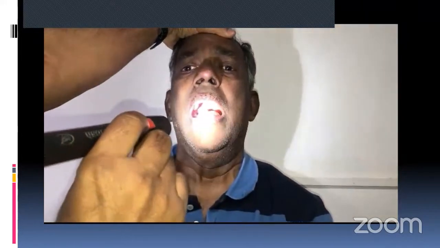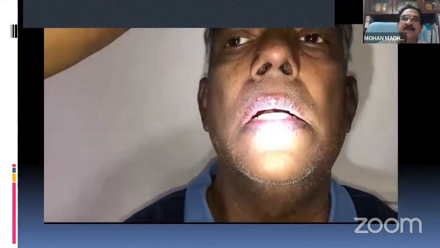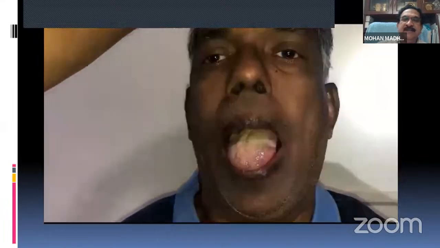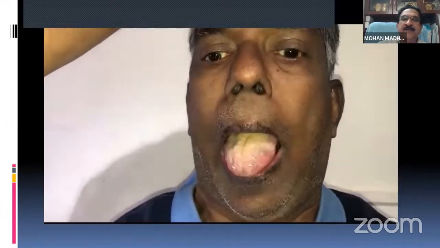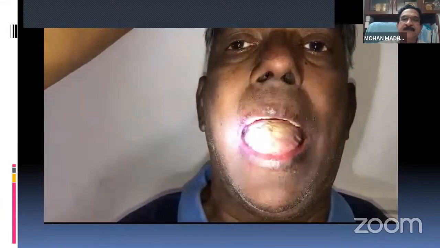Then start examining further, right and left. Bilateral, the right side is very obvious. In the palate movement, the palate is moving to the left side. Bilateral wasted tongue. He cannot move the tongue in any direction. Facial sensations were normal.